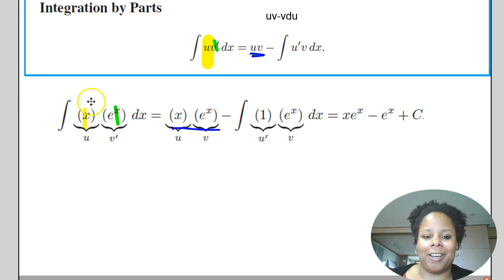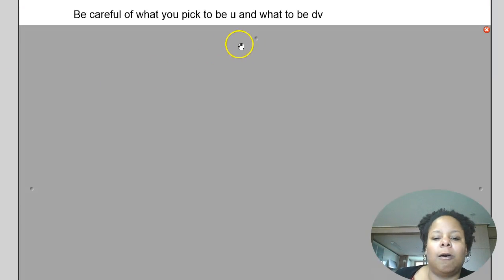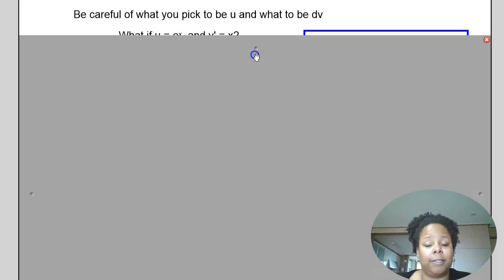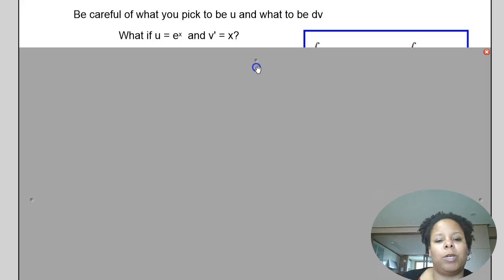We have to identify of our integral what is going to be our u and what is going to be our v prime. Then we're going to have to figure out what our v is and then plug it into this expression. The only concern is you have to be careful what you pick to be u and what you pick to be dv, because if you pick wrong, you may end up with a more difficult problem than you started with. So what if in the previous problem we had picked, instead of u being x, we had picked u to be e to the x, and therefore v prime being x.